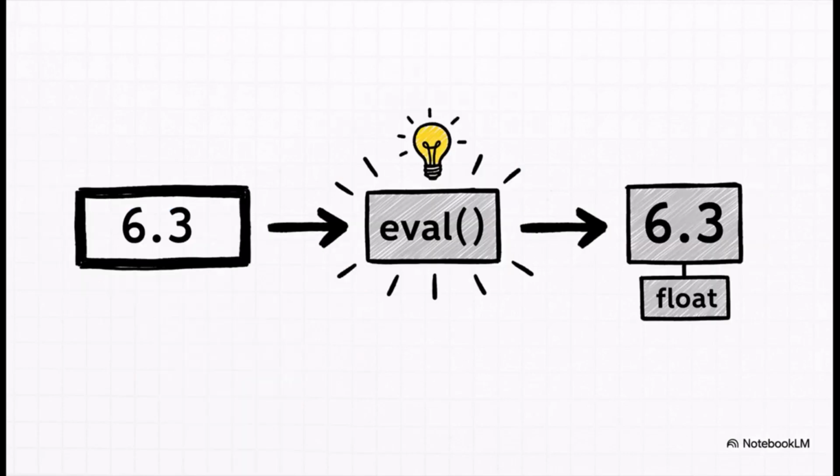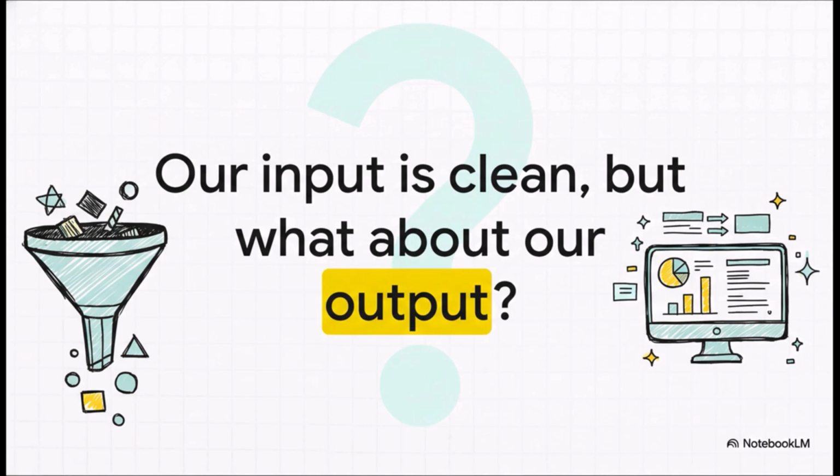And this is where it gets really useful. If the user enters 6.3, eval sees that decimal point and automatically says, oh, okay, this one's a float. Just one function, eval, and our code is smart enough to handle different kinds of numbers. Pretty cool, right? Okay, so we've totally solved the input problem.